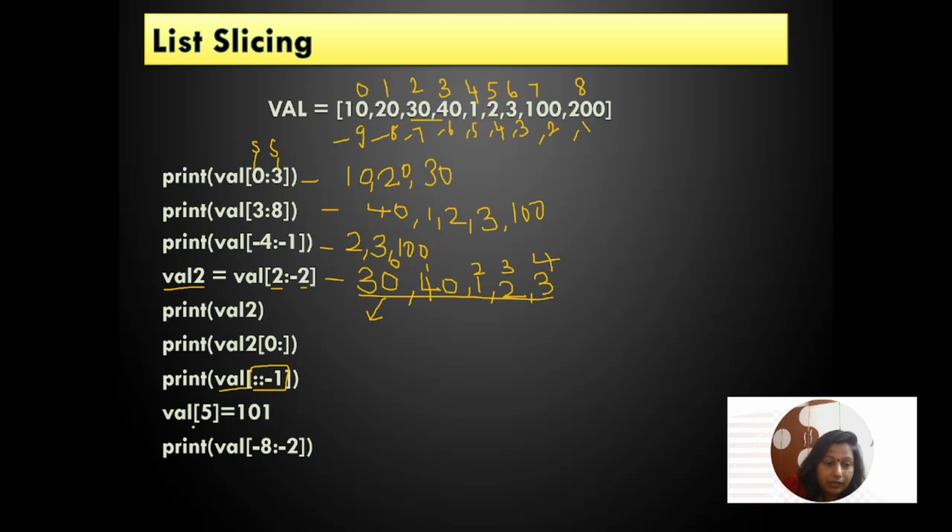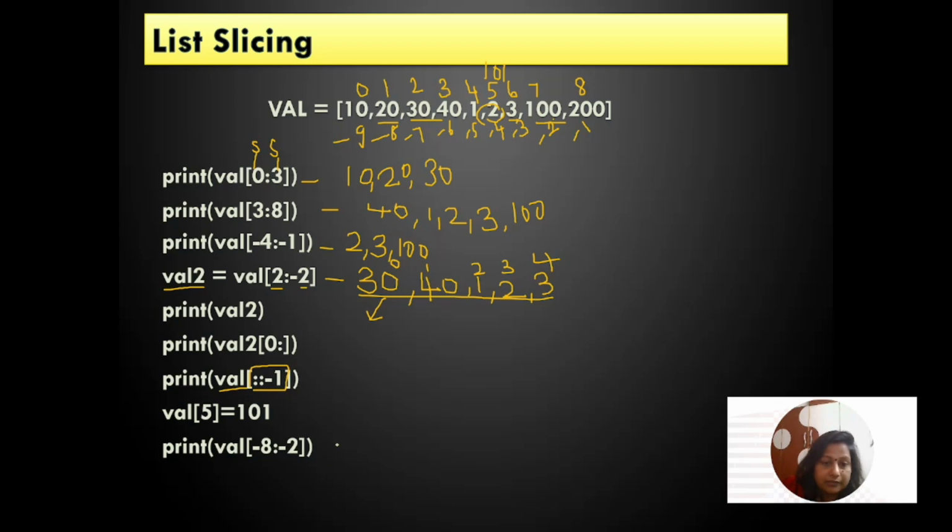Clear now? After that, val of 5 equal to 101. I'm changing the element now. Where is the 5 here? Instead of 2, what I'm giving here? 101. Instead of 2, 101. After that, what you are printing? Minus 8 to minus 2. Where is minus 8? Minus 8 starts with 20. And minus 2 is 100, so 100 won't be considered, till minus 3 it will be considered.